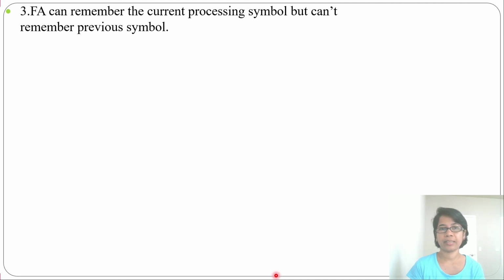So FA can read only one symbol at a time. It cannot remember the previous symbol. Okay, so that is a disadvantage.